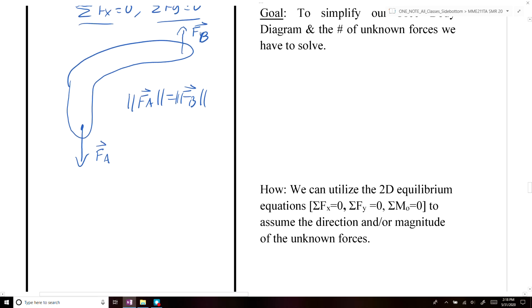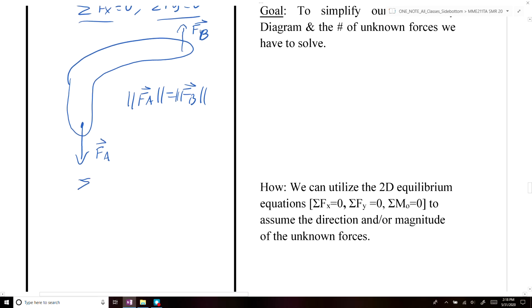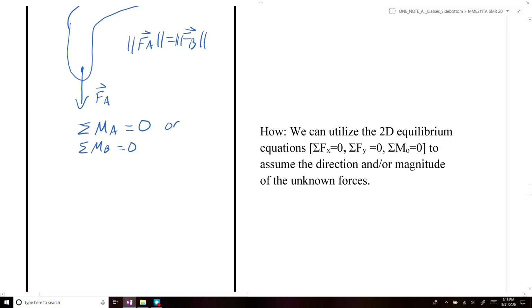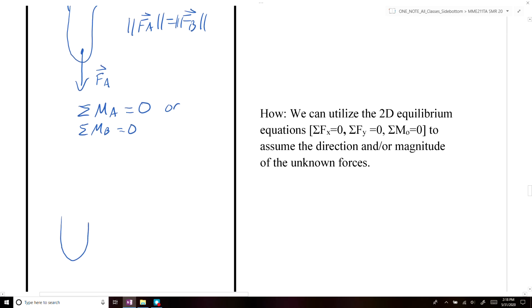If you summed all the moments about point A and set that equal to 0, or you could also sum the moments about point B, it doesn't matter, and set them equal to 0, the only way this would be true is if force A and force B go through both of the points of application. That's the only way that they won't generate a moment about each other.